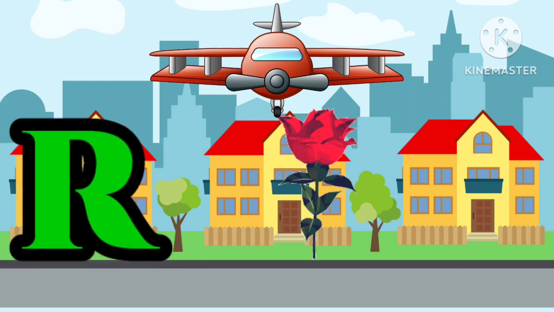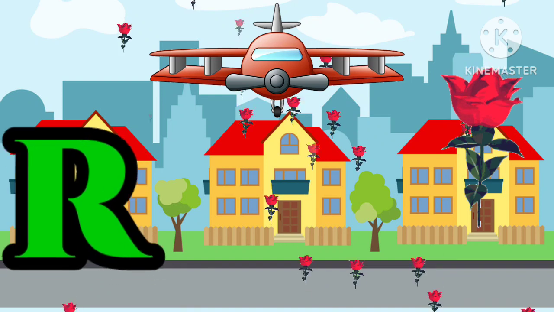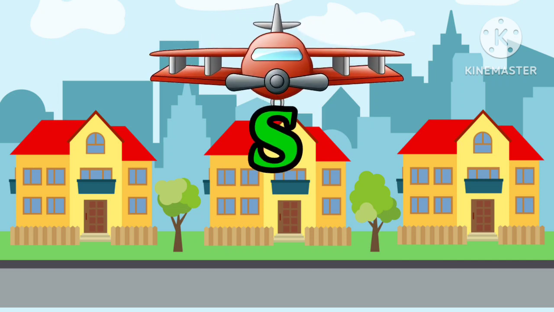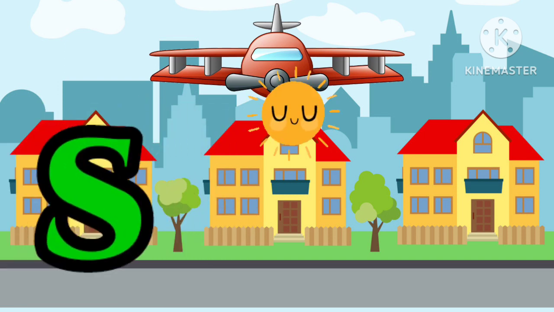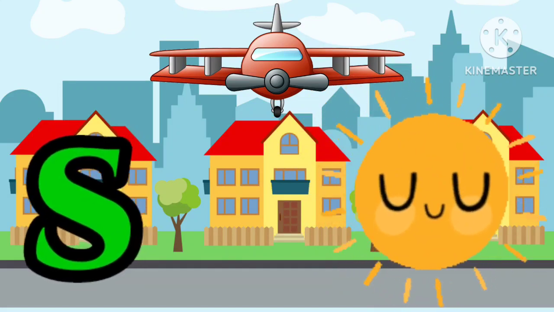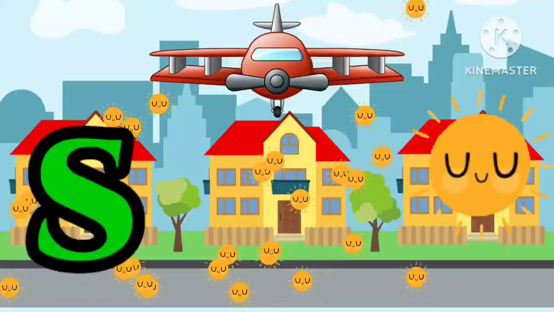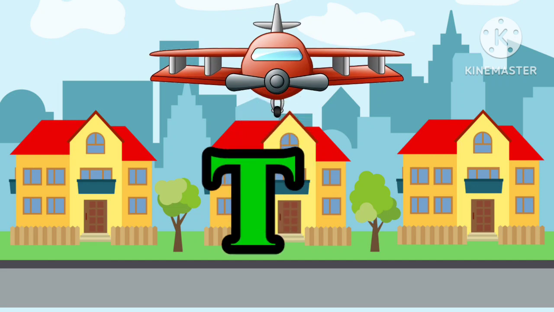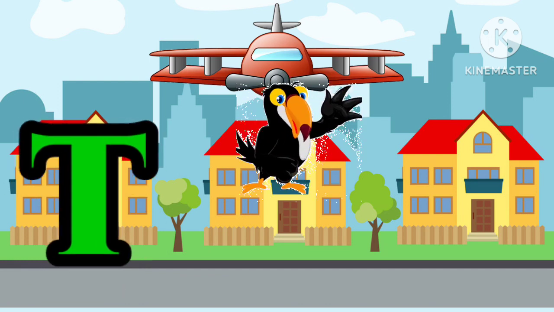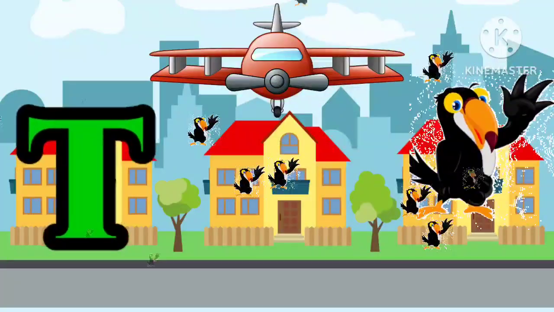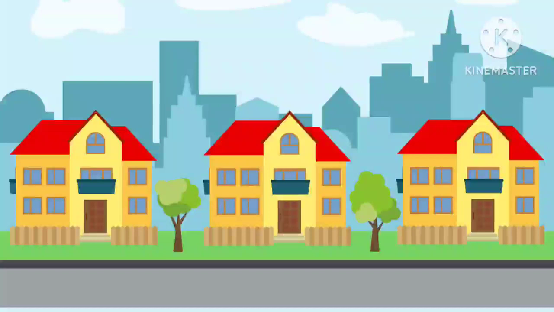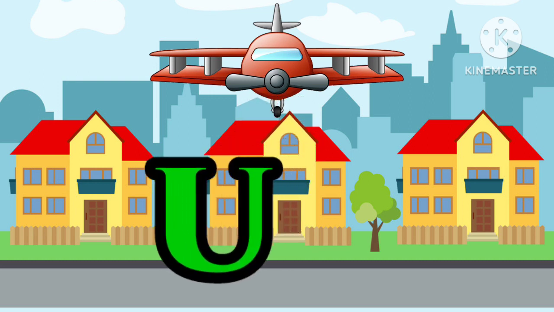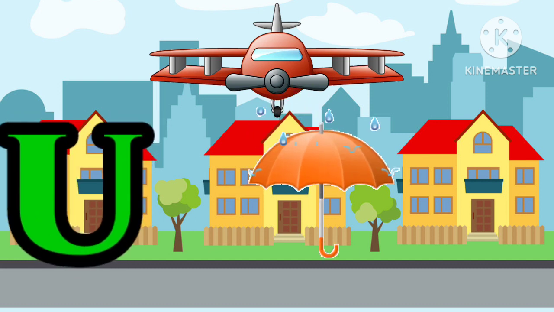R. R is for Rose. S. S is for Sun. T. T is for Token. U. U is for Umbrella.